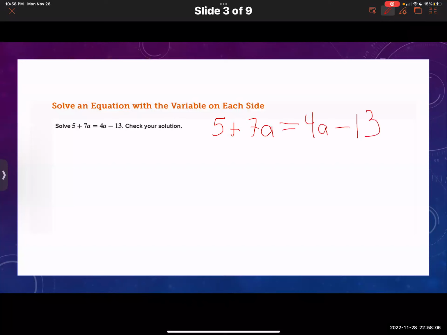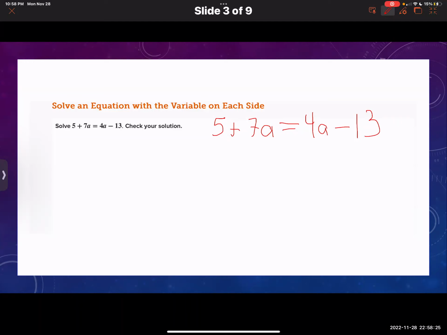Right? And so we have the 5 and the 13, we got the 7a and the 4a, and they're on the two sides of the equal sign. So we can't use our who's having the party because no one's alone, right? But we want to get the a all alone. How do we do that?